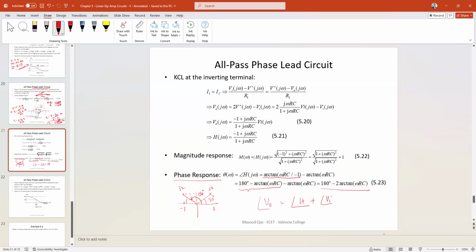And when omega becomes 1 over RC, which is the break frequency or cutoff frequency, then arctan of 1 is going to be 45 times 2, 90. So the output will be leading the input by 90 degrees at that time. So in any case, when omega is changing from 0 to infinity, the output will be leading the input by 180 degrees down to 0 degrees.